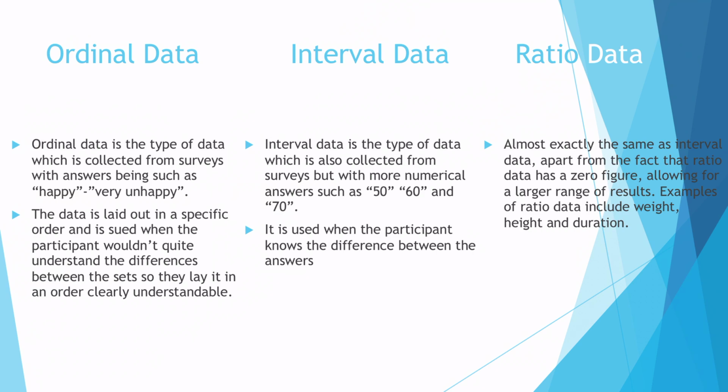And the data is laid out in specific order, from happy being at the top, to very unhappy being on the bottom, with results and choices being in between, where the participant wouldn't quite understand the differences between the sets, so they lay it out in an order clearly understandable, from the happiest to the very unhappiest.